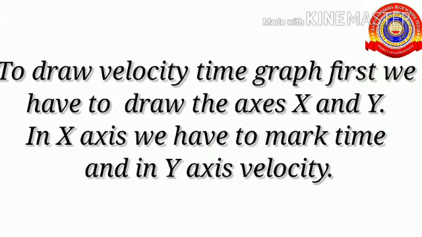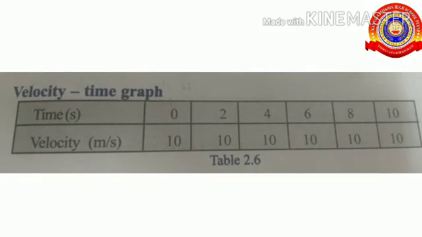To draw velocity time graph, first we have to draw the axis x and y. In x-axis, we have to mark time and in y-axis, velocity. Same as that of the position time graph. So let's see how we can draw the velocity time graph. For that, here is a table from your textbook 2.6. In the table, we can see the time and velocity of a moving object.